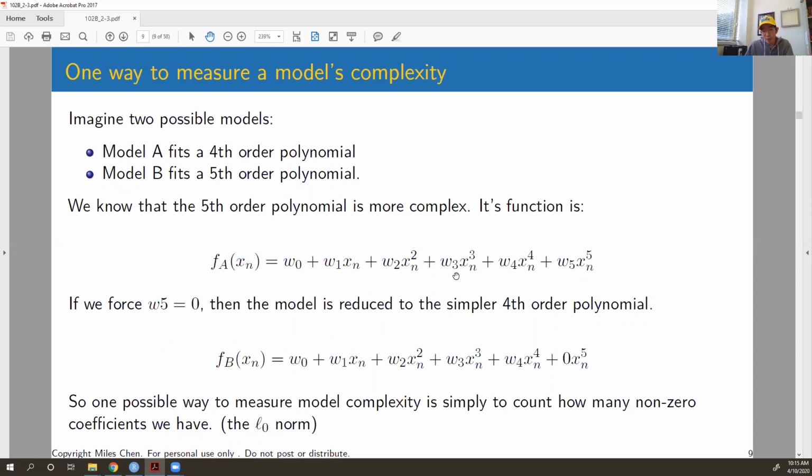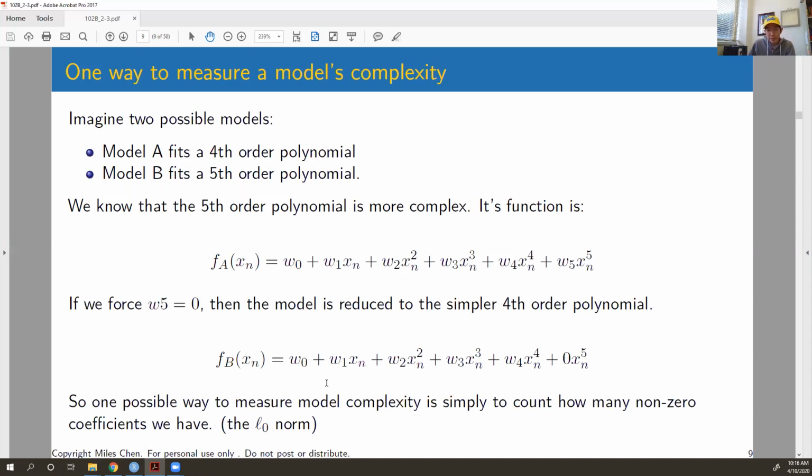W0 plus W1 xn, W2 xn squared, W3 xn cubed, W4 xn to the fourth, and W5 xn to the fifth. If you force this coefficient W5 equal to 0, then this is equivalent to a fourth order polynomial. Sorry, I have these subscripts wrong. So changing a coefficient to 0 reduces the complexity. It takes it from a fifth order polynomial down to a fourth order polynomial if you just reduce the size of the coefficient down to 0.